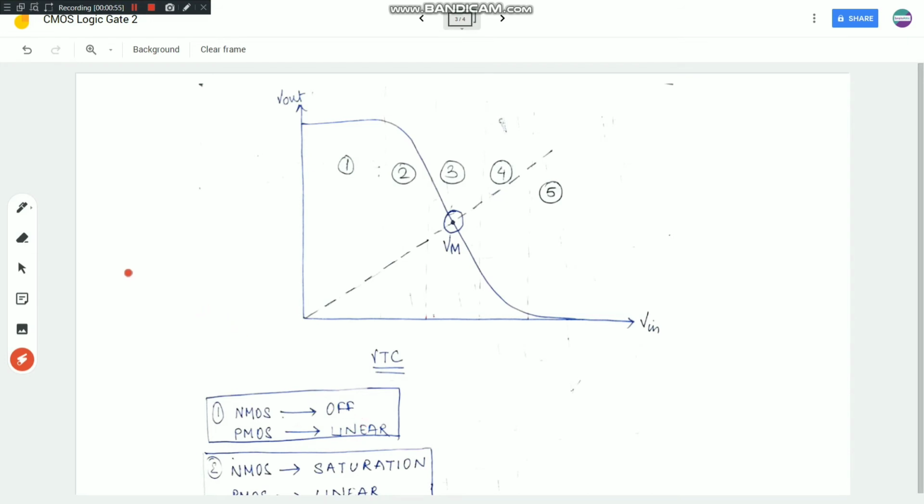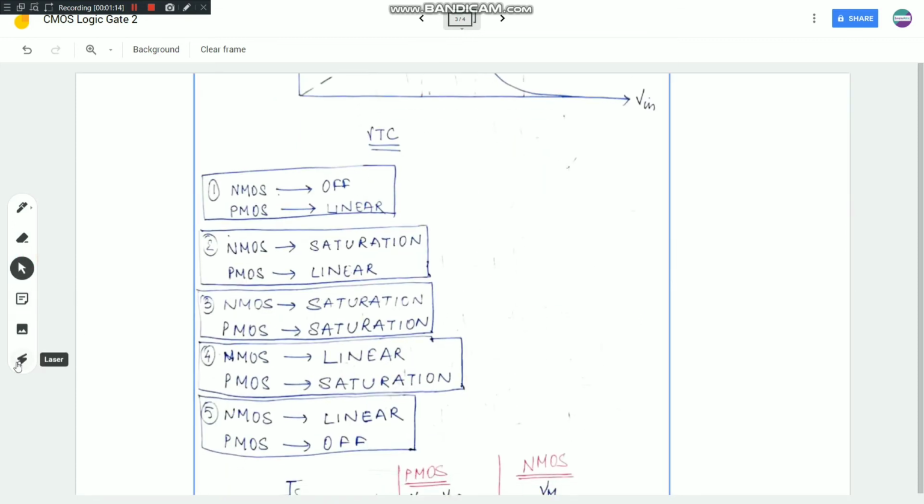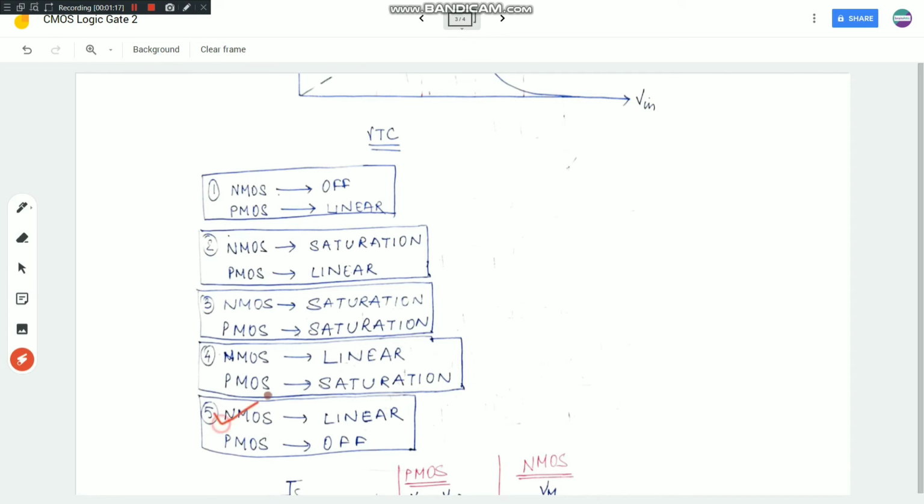Say for suppose you are giving 5 volts at the input, so obviously my NMOS will be on. 5 volts at the input means you are somewhere here, on the higher side of the Vin. So it comes in region 5, and your NMOS will be on and in the linear region, and since you are giving 5 volts at the gate, your PMOS will be off. True that? Similar analysis can be applied for all these regions.